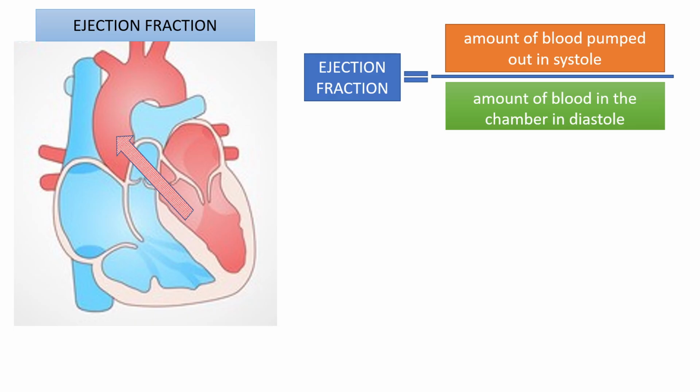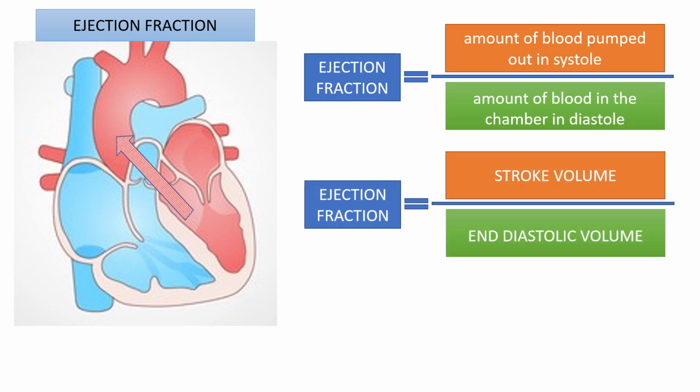But now remember that the amount of blood pumped out in systole is referred to as the stroke volume. Okay? It's the amount of blood that's pumped out from the left ventricle in systole. And in green, in the denominator, the amount of blood in the chamber in diastole is also referred to as the end diastolic volume. Okay?